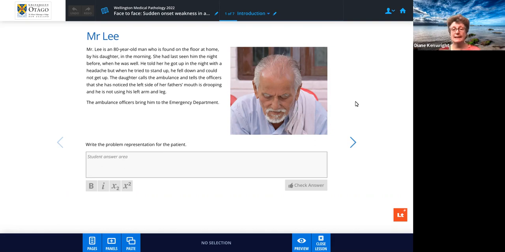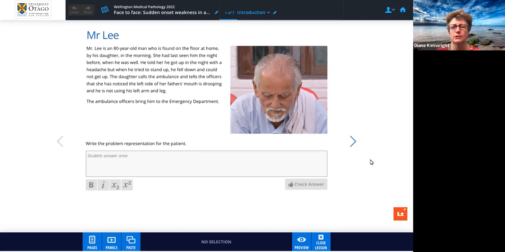So the first thing is, let's think about the problem representation for the patient. Problem representations always have the epidemiology. So he's an 80-year-old man, with acute onset, probably several hours in duration, of left-sided hemiparesis and ipsilateral face weakness. Notice that I've used the medical terms in order to focus our attention on a more medical description of the problem, which helps us with the differential diagnosis.